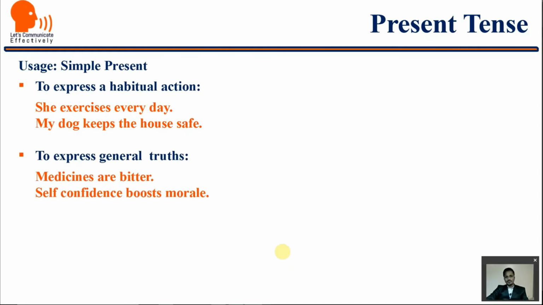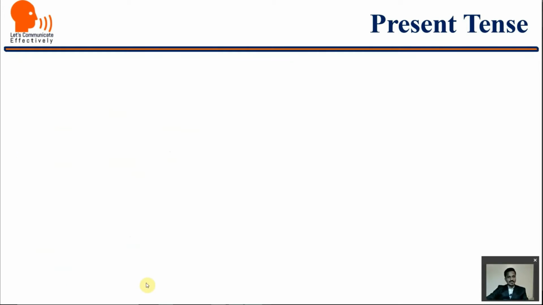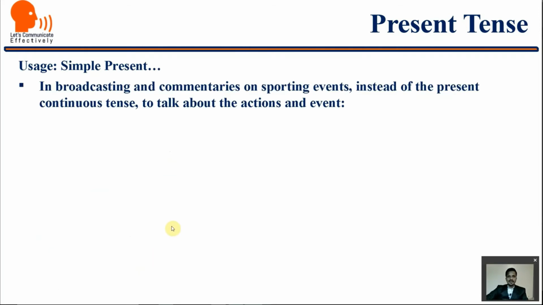To express general truths, the simple present tense is used, like medicines are bitter, right? Self confidence boosts morale, to tell general truths. In exclamatory sentences beginning with here and there, to express what is actually taking place in the present, simple present is used, like there goes the rocket, here she comes. Let's move ahead. In broadcasting and commentaries on sporting events, instead of the present continuous tense, to talk about the actions and events, we use simple present tense.